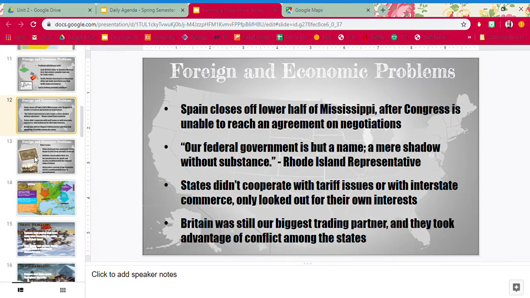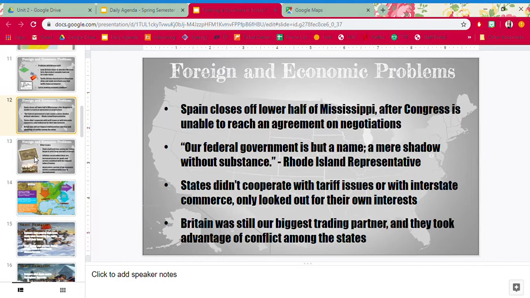Additionally, we have some problems with our neighbors, Spain. Spain had reached out to us to try to negotiate with our Congress to try and figure out how we were going to share the Mississippi River, because it's a really important river to trade goods on, to move troops, all sorts of things. But our Congress couldn't get the states to agree on what we should do. The states wouldn't agree, which is not surprising. And so the Spanish just decided to cut off the lower half of the Mississippi and wouldn't let us move our ships up or down the Mississippi River.